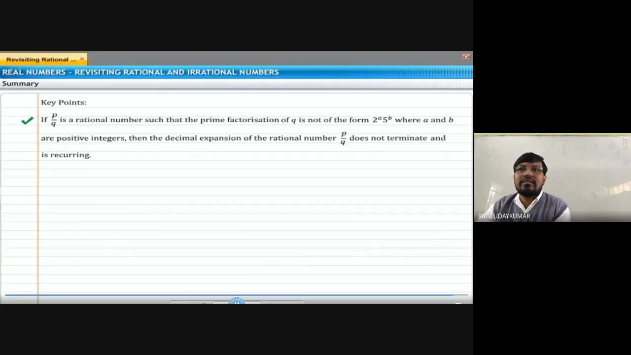the decimal expansion of that does not terminate and it is recurring. Okay, so these are the main points you have to remember.